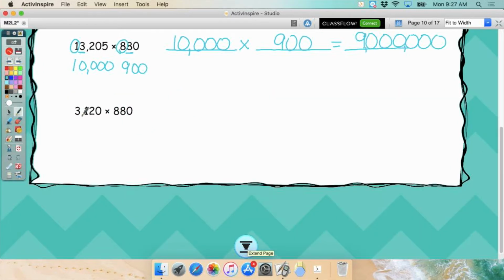So I have circle the 3, underline the 1. The 1 tells me to do what, Trip? Stay the same. So digits to the right change to 0. So this is going to be 3,000 times, did we already round 880? What did Ureli tell us? 900.